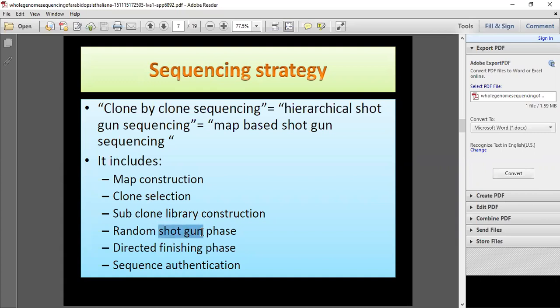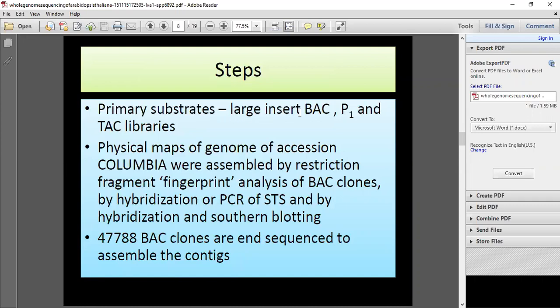So in that, the random shotgun phase is nothing but sequencing. Then the directed finishing phase is nothing but annotation of the sequence, that means giving the predicted function to the gene. Then sequence authentication is finally to authorize, the final step to authorize all the information. Okay, those are the steps in that.